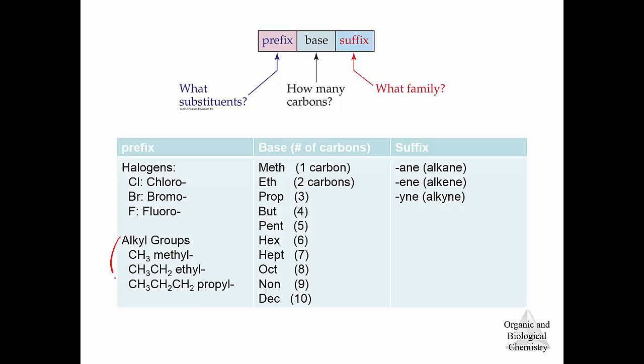So we're looking down here now. And if there's 3 carbons, propyl, 4 carbons, butyl. You could go down the whole list. So these base names can be converted into alkyl names. We call those alkyl groups.